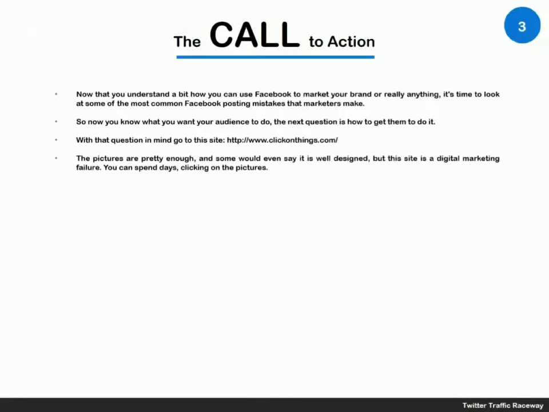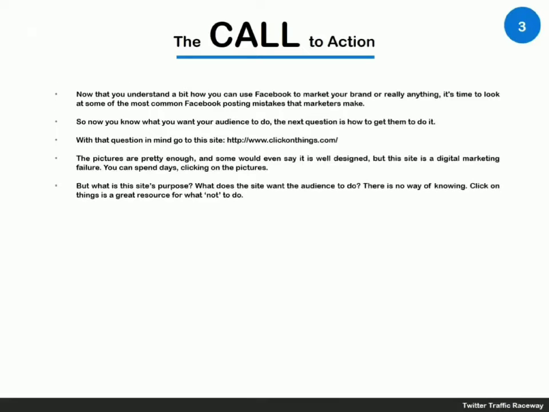www.clickonthings.com. The pictures are pretty enough, and some would even say it is well designed, but this site is a digital marketing failure. You can spend days clicking on the pictures, but what is this site's purpose? What does the site want the audience to do? There is no way of knowing. Click on Things is a great resource for what not to do. Imagine these pictures are tweets, one after another, page after page. This is what you are trying to avoid.